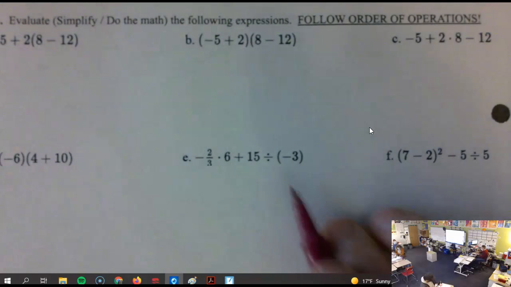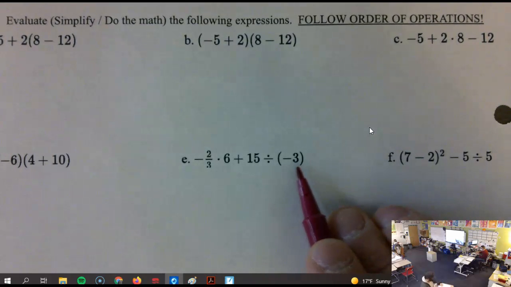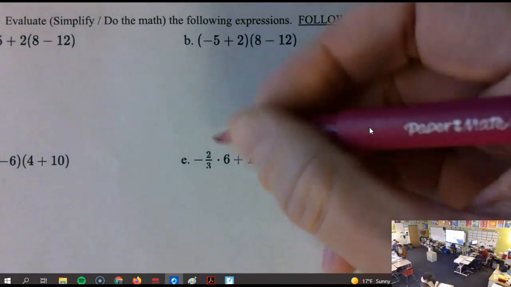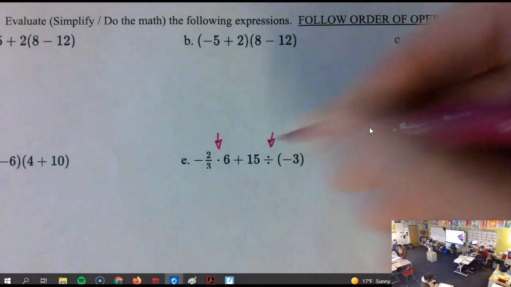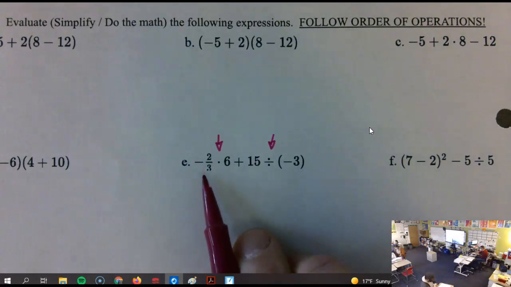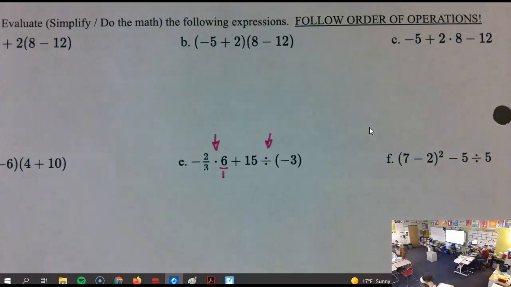So this parentheses doesn't have anything to do. Do we have any exponents? No. So now we do the multiplication and division step. Like we're working it left to right. So negative 2/3 times 6. Guys, what you want to do is turn your 6 into a fraction.